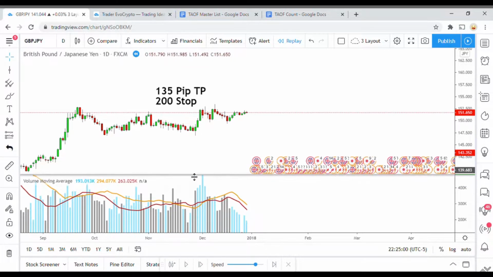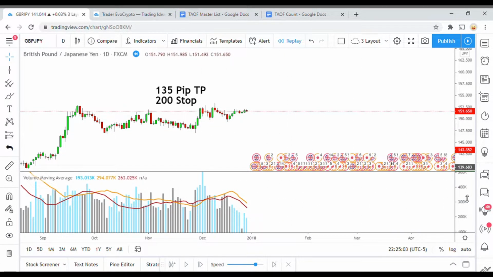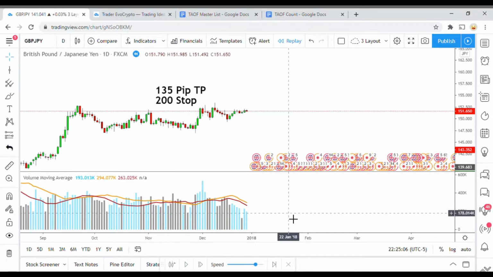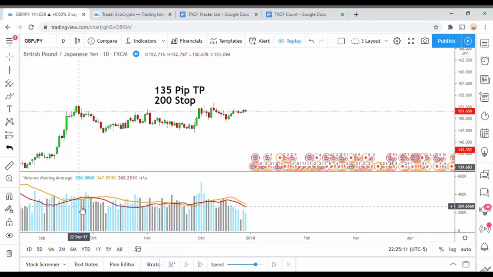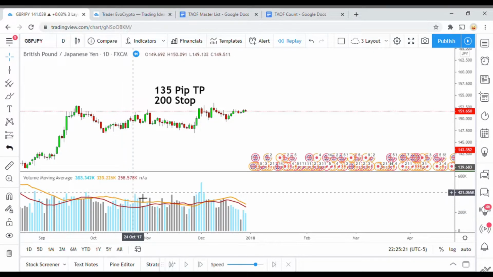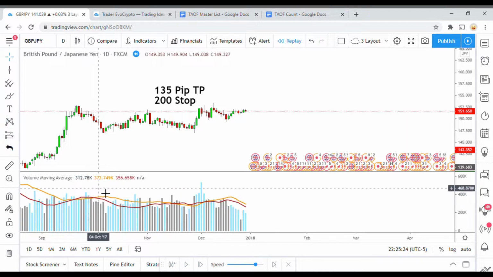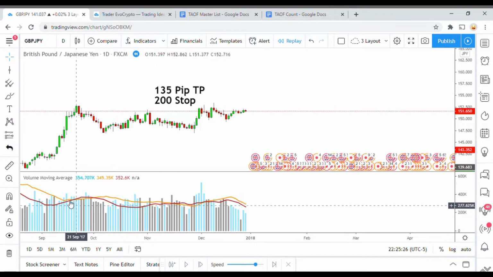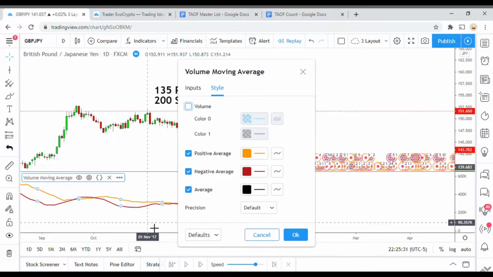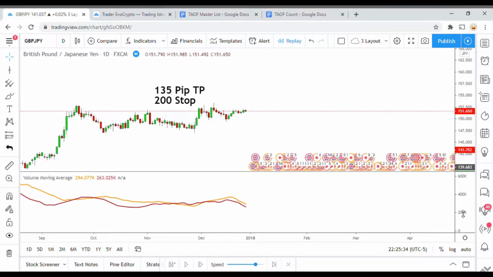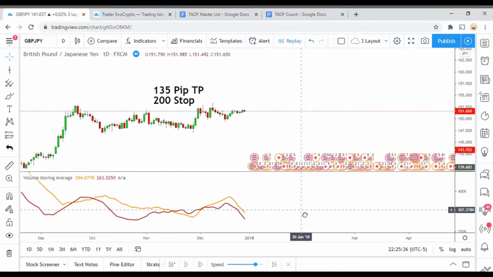And so basically what the creator of this indicator has done is they have mapped two moving averages, one based off of the positive volume and one based off of the negative volume. And then of course they plotted those as lines on the chart. And so what we're going to do is, first and foremost, go in here and turn off the volume bars themselves because we don't really need them.